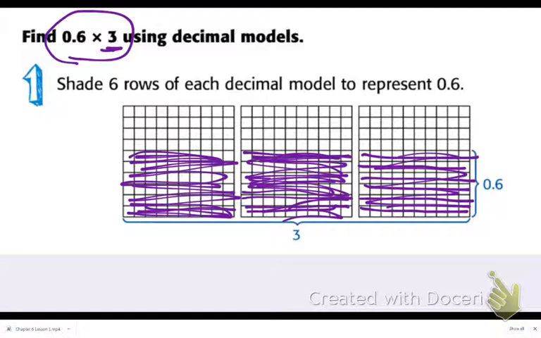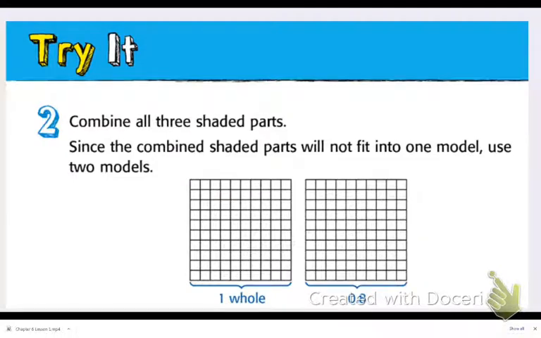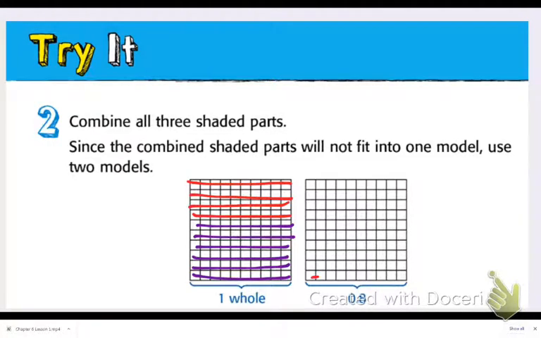I can begin to think about how I am going to combine these into one drawing and not have 3 separate grids. So 6/10ths times 3. All right, Bobcats, I'm going to go ahead and start combining 6/10ths times 3. 1, 2, 3, 4, 5, 6. And I'm actually going to change the color so you can see that I did all 3 of them. 1, 2, 3, 4, 5, 6. There's 6/10ths, 6/10ths.